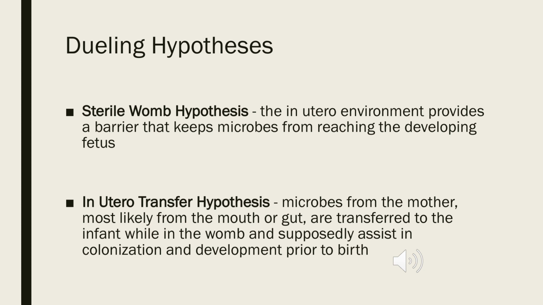Further support for the sterile womb hypothesis has stemmed from the association between the presence of microbes in the fetal environment with neonatal infection and other threats to the pregnancy. In utero transfer is hypothesized to occur when microbes from the mother, most likely from the mouth or gut, are transferred to the infant while in the womb and supposedly assist in colonization and development prior to birth. Support for this hypothesis stems from more recent studies finding and building on detection of bacteria throughout different areas of the womb. The in utero transfer hypothesis proposes that while the fetus develops in an environment protected from pathogenic bacteria, selective maternal microbes still pass this barrier.